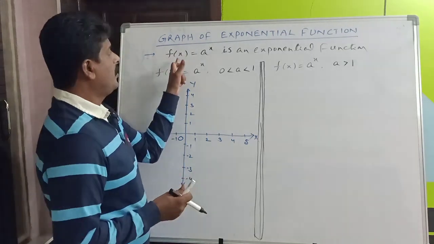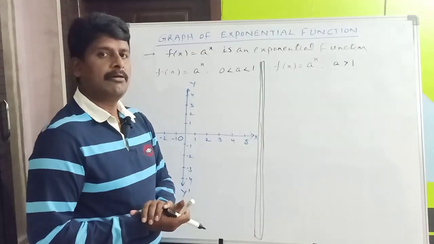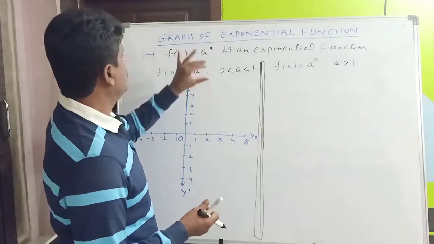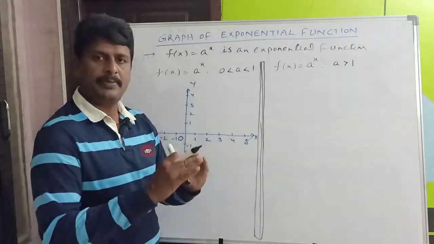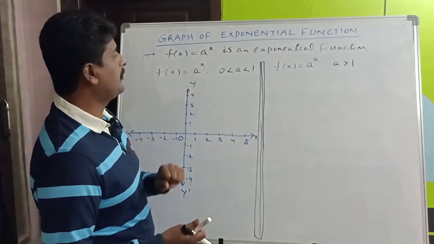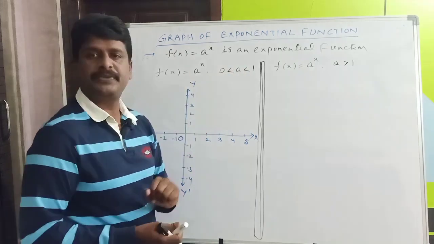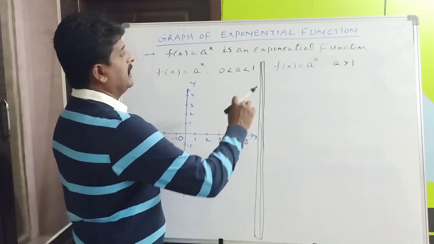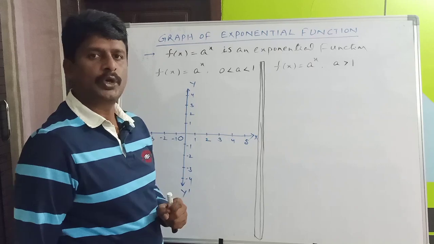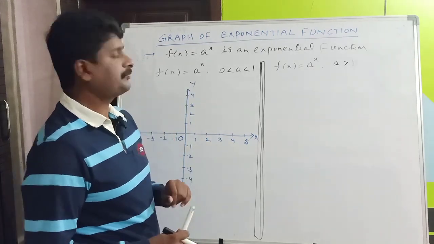Let's see. f of x is equal to a power x, an exponential function. This exponential function is divided into two cases. Case one: f of x is equal to a power x, where 0 less than a less than 1, so the base lies between 0 and 1. Case two: f of x is equal to a power x, where a is greater than 1. Of course, for the first case, let us draw the graph.